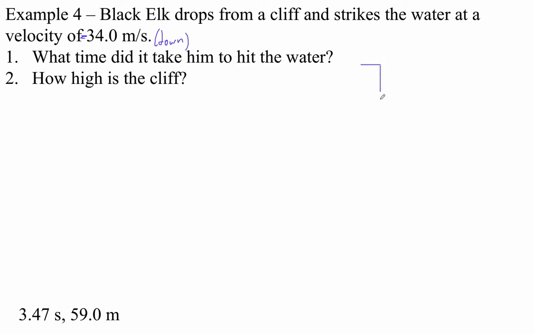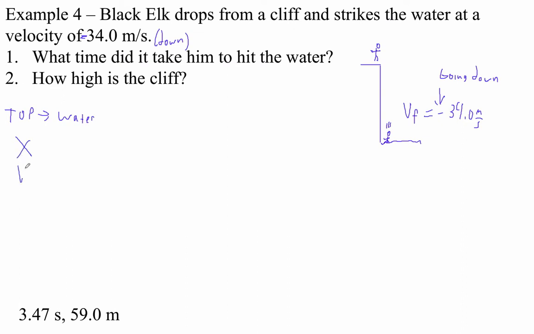Here's Black Elk, very obliging cliff, right? He's up here to begin with, and he strikes the water. He's moving downward. His final velocity is negative 34.0 meters per second, and that's because he's going down. All right, so let's go from the top to the water.